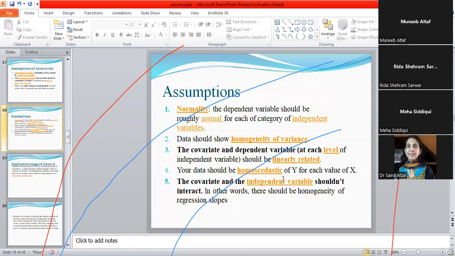Assumption of normality: the dependent variable should be roughly normal for each category of the independent variable. Data should show homogeneity of variance. The covariate and dependent variable at each level of the independent variable should be linearly related. Your data should be homoscedastic for y at each value of x, and the covariate and the independent variable should not interact. In other words, there should be homogeneity of regression slopes.